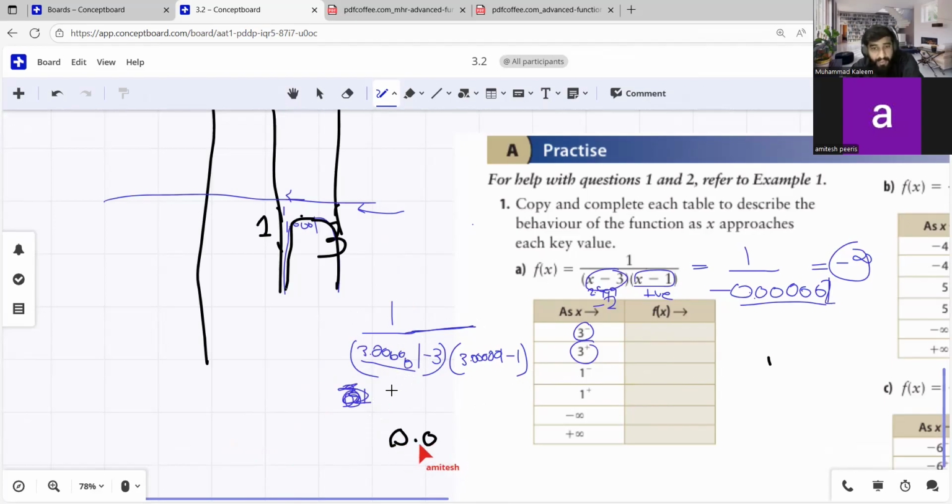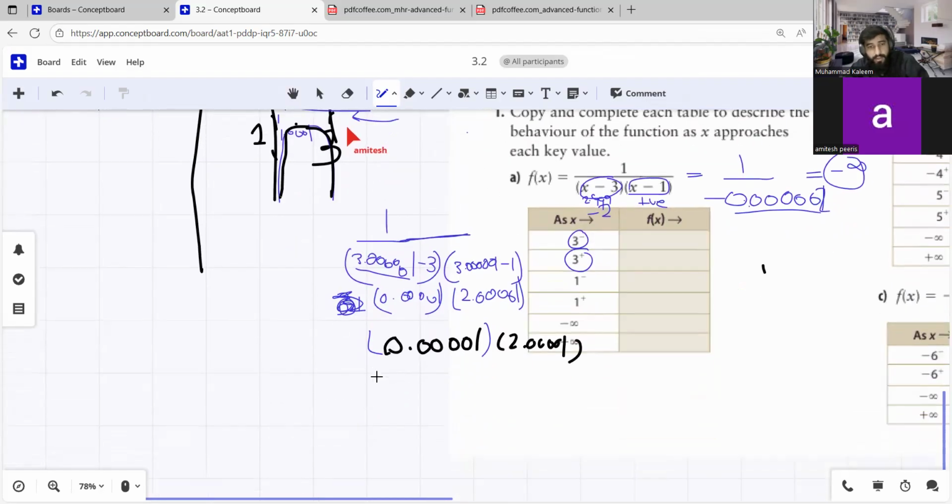What will we get from here? We will get 0.00 something one, and this is 2 something. So if we multiply, what will the answer be? It will be 0.00002, right? Something like that. So then 1 over positive 0.0000002, whatever, it's going to be a very small number.